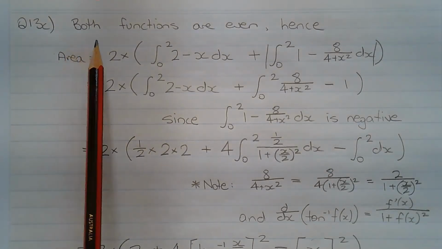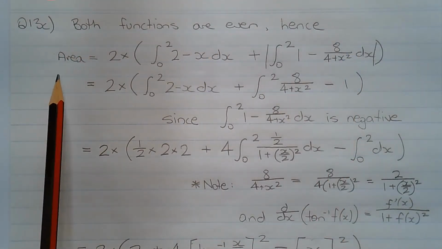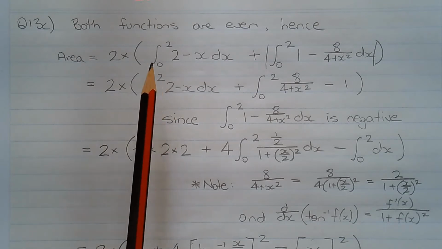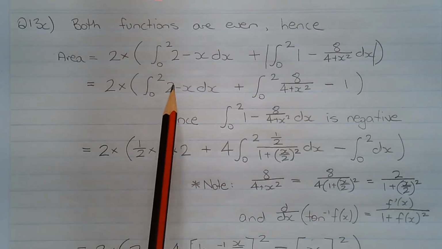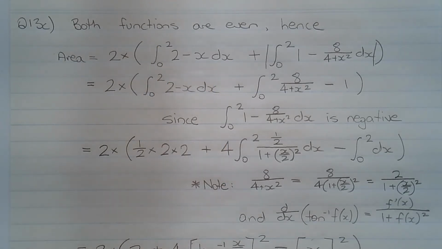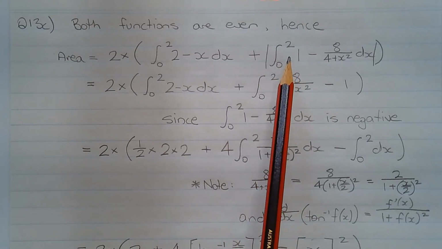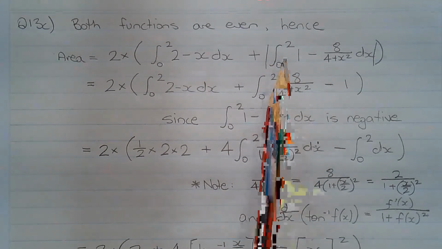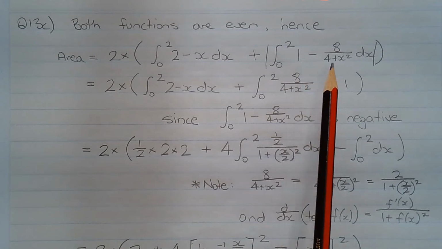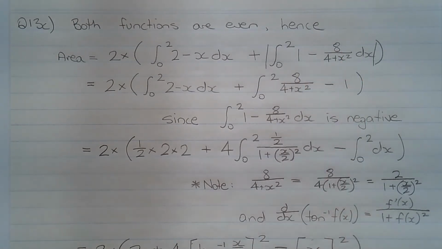Now I've already stated that both functions are even, hence the area is equal to 2 times the integral from x equals 0 to x equals 2 of 2 minus x dx, plus the absolute value of the integral from x equals 0 to x equals 2 of 1 minus 8 over 4 plus x squared dx.